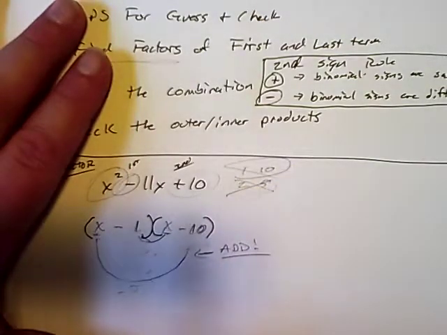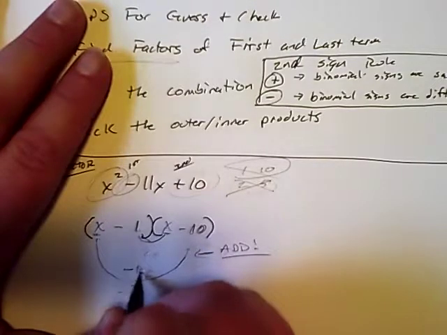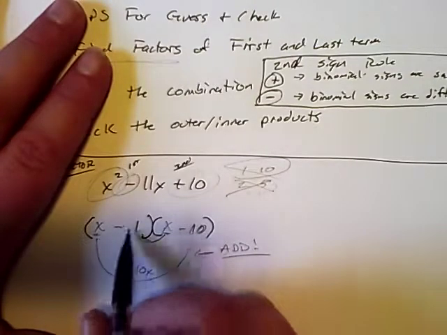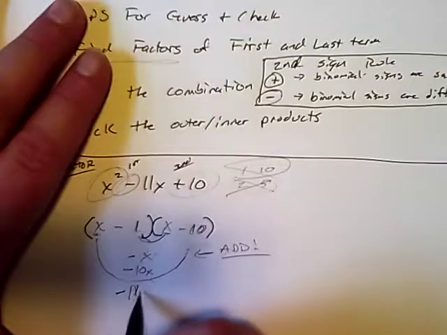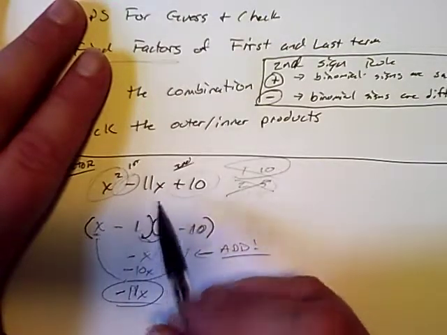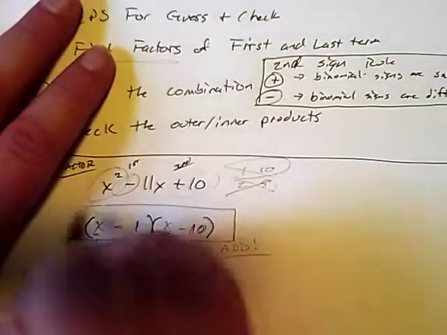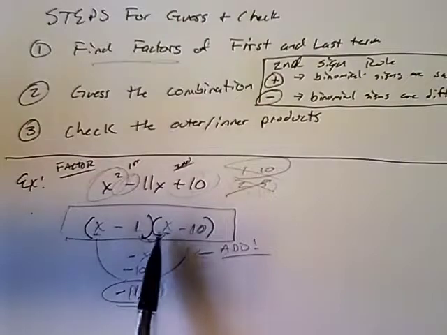So I go to my next set of factors. Well, x times negative 10 is a negative 10x. Negative 1 times x is a negative x. Negative x and negative 10x is negative 11x. And that's what I wanted. I wanted a negative 11x. So that tells me then that my factors for this are going to be x minus 1 and x minus 10.